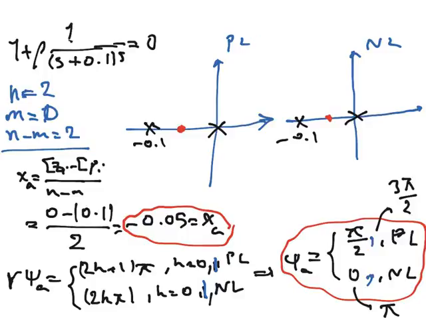Okay, so let's draw the asymptotes. For positive locus, we will have an asymptote with the angle of pi over 2 starting here. So this will be one asymptote, and the other one will be with 3 pi over 2. And for negative locus, one will be with the angle of 0 on the real axis, and the other one will be with the angle of pi, again on the real axis towards minus infinity.